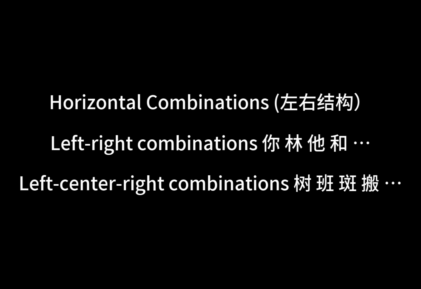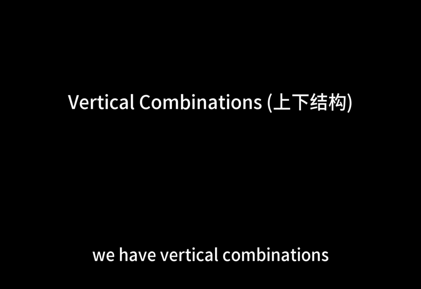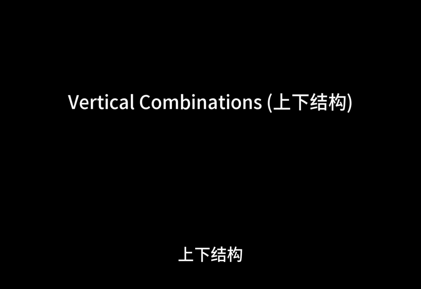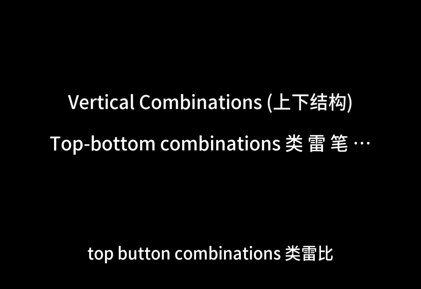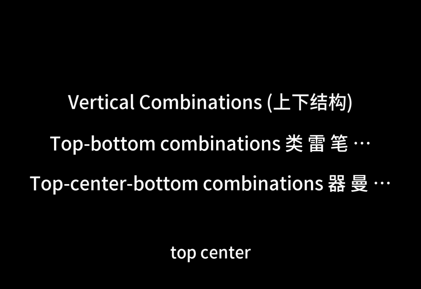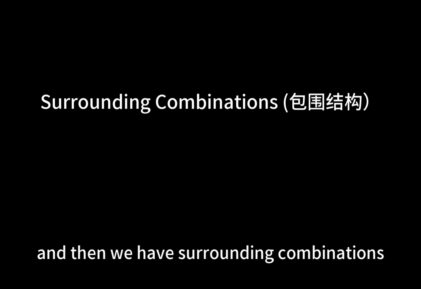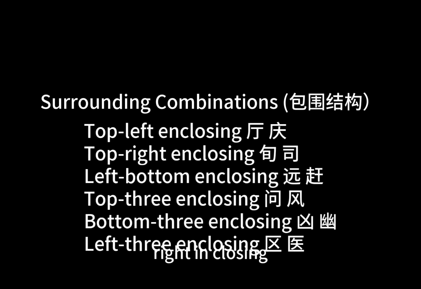Left-center-right combinations, 竖、班、班、班. And next, we have vertical combinations, 上下结构. Top-bottom combinations, 类、雷、比. Top, center, bottom combinations, 气、慢. And then we have surrounding combinations, 包围结构. We have top left enclosing, top right enclosing, left bottom enclosing, top 3 enclosing, top bottom 3 enclosing, left 3 enclosing, etc.